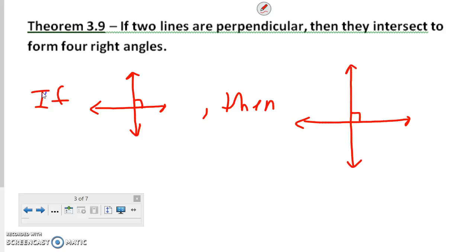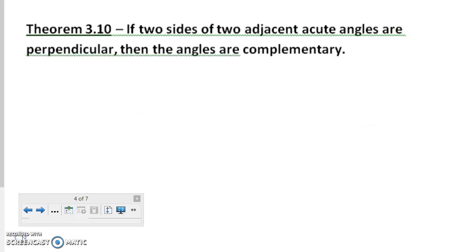All right, let's think about how we could just show these angle relationships. If I have one right angle here, I could go vertical to get my other right angle. Right? I could go linear pair postulate to get my other right angle, and I could use those same two ideas to find that fourth right angle. So if two lines are perpendicular, they would intersect to form four right angles. All right, moving on to theorem 3.10.